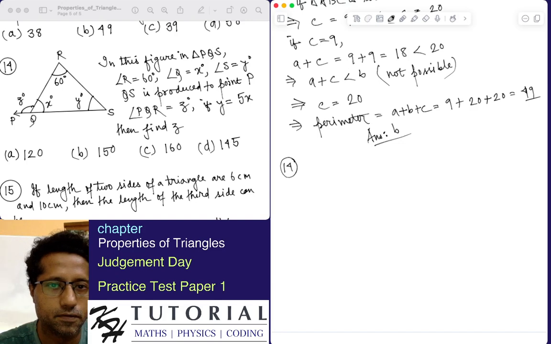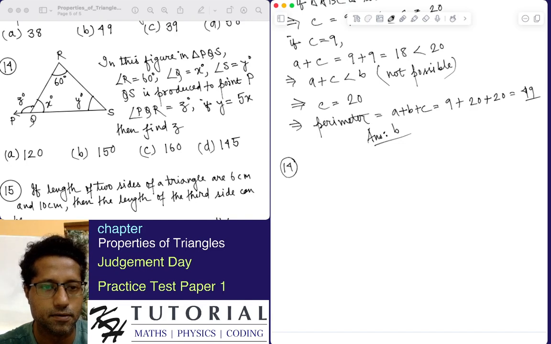Angle R is 60 degrees, Q is x degrees, and S is y degrees. Okay, QS is produced to point P, and it is creating the external angle Z degrees. Angle PQR, the exterior angle formed when QS is produced to P, is marked as Z degrees. If y is equal to 5x, then find Z.